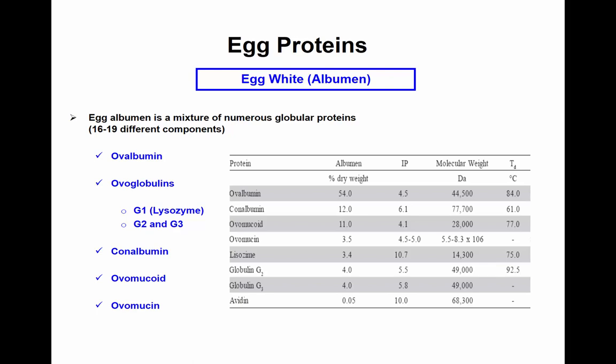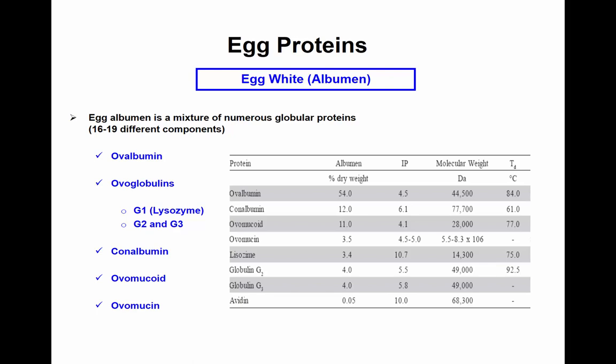Also, they vary in molecular weight, but look at ovomucin, for example. It is the largest protein, very, very large, because it is very high in disulfide linkages. It forms a really big protein, and there's no denaturation temperature for that protein. I think it's not established, given how the high amount of disulfide bonds and the large size make it resist denaturation.